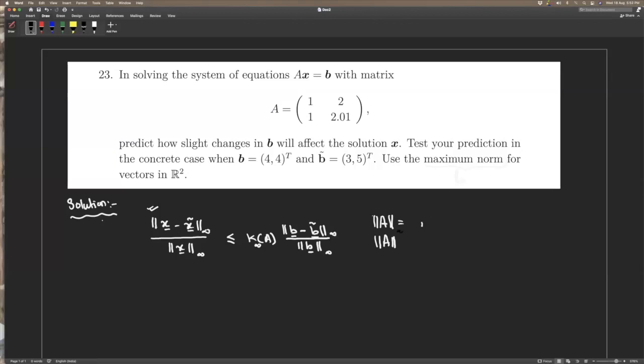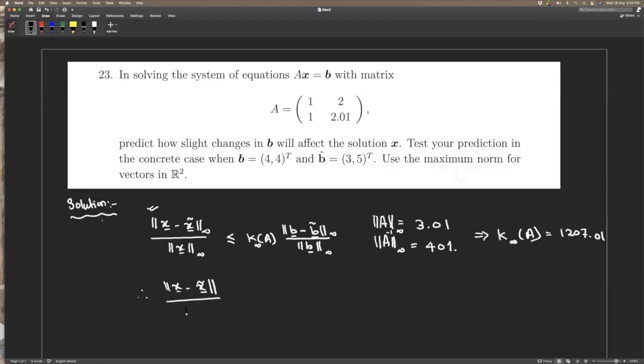Now, if you ask what is the matrix norm subordinate to this L infinity norm, as I told, it is the maximum row sum norm, and that happens to be 3.01 in the case of the matrix A, and in the case of matrix A inverse, in my calculation, it is coming to be 401. That implies kappa infinity of A is the product of these two numbers, which happens to be 1207.01.